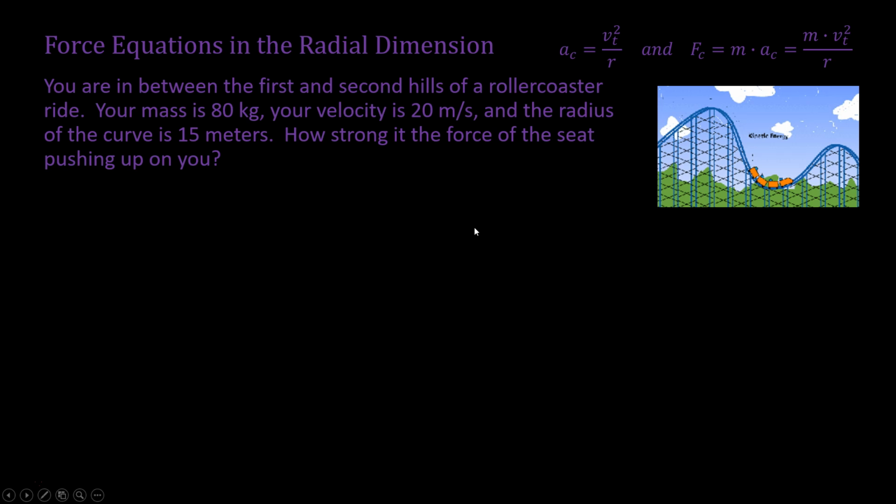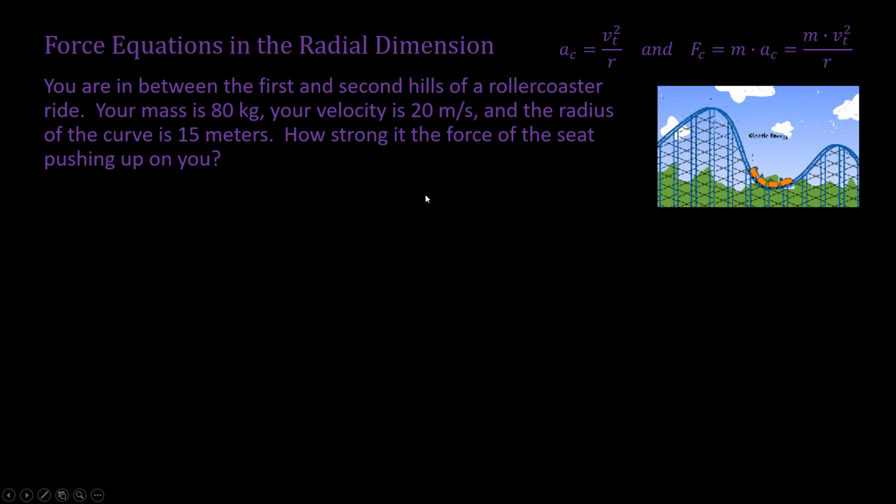Let's take a look at a roller coaster. And you're in between the first and second hills of a roller coaster ride. Your mass is 80 kilograms, your velocity is 20 meters per second, and the radius of this curve is 15 meters. How strong is the force of the seat pushing up on you?